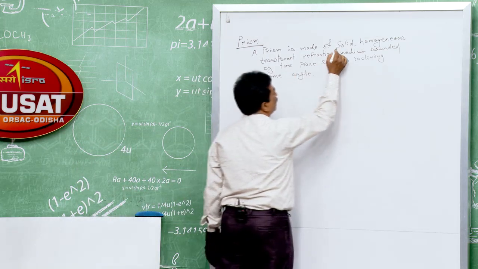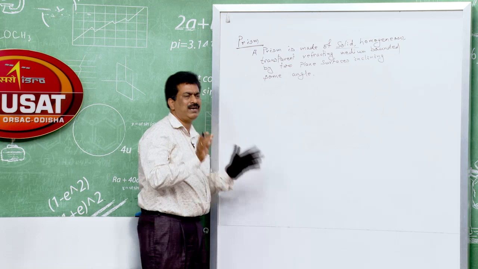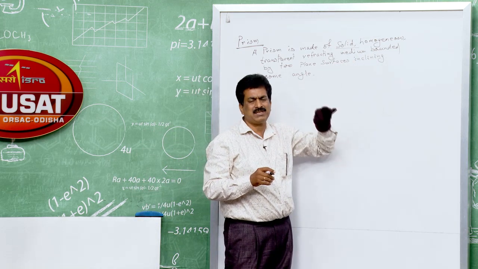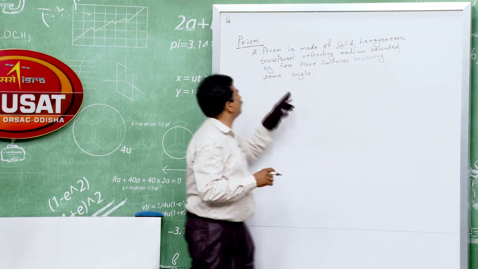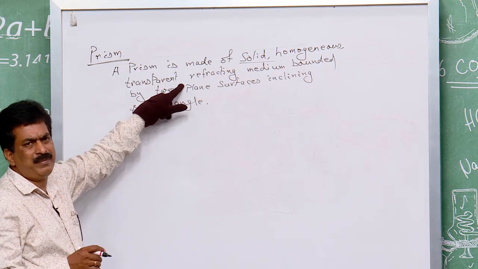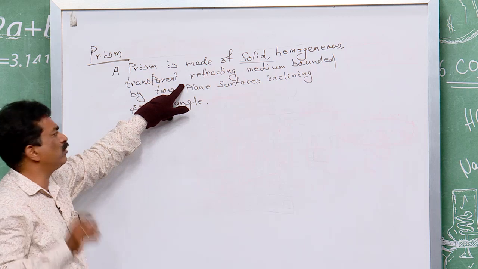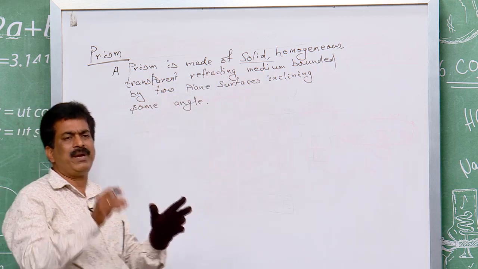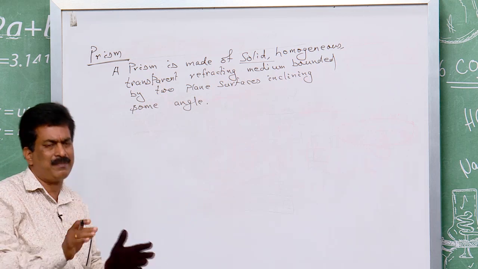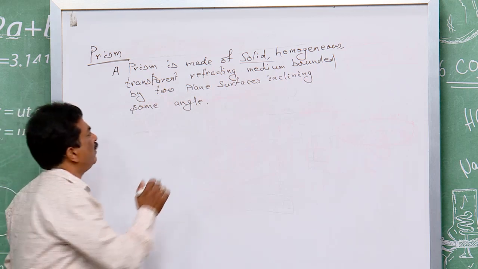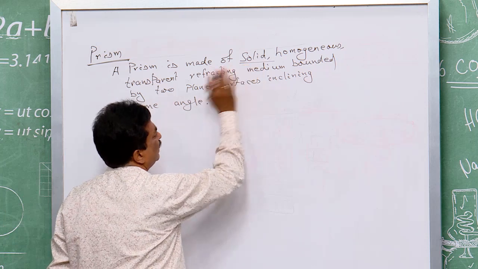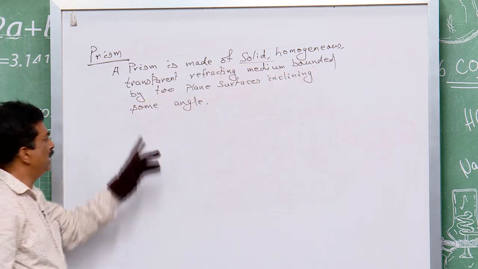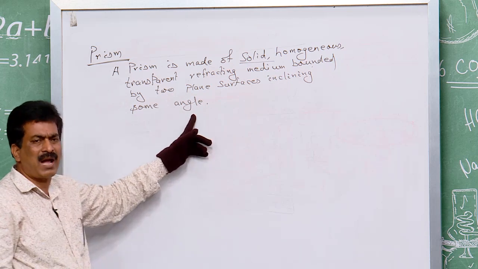It is made of solid. The prism is a solid thing, and it is homogeneous, meaning inside it the presence of particles is the same everywhere. Next it is transparent, meaning a ray can easily pass through it, and it is a refracting medium. Since it is made of particles, it must have a refractive index. It is bounded by two plane surfaces, inclining some angle.